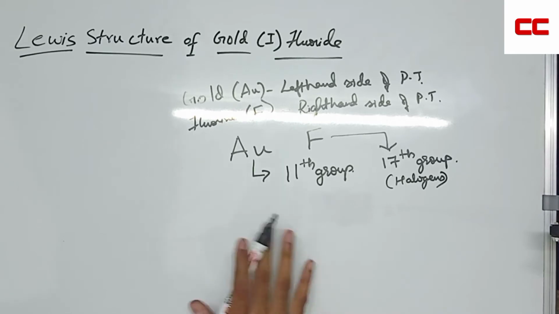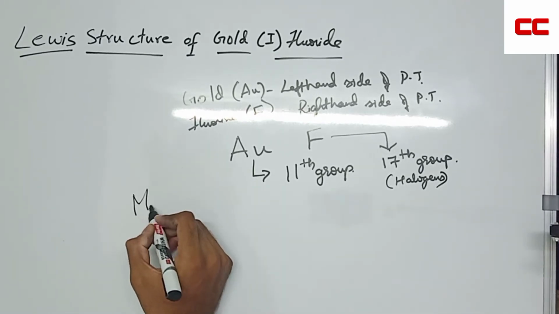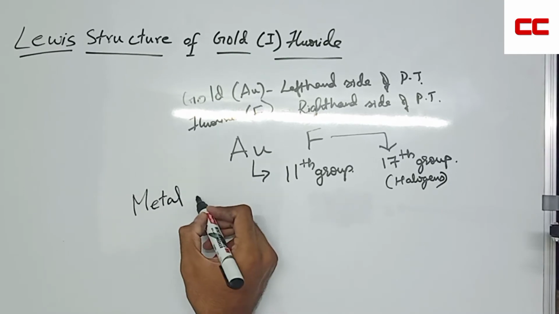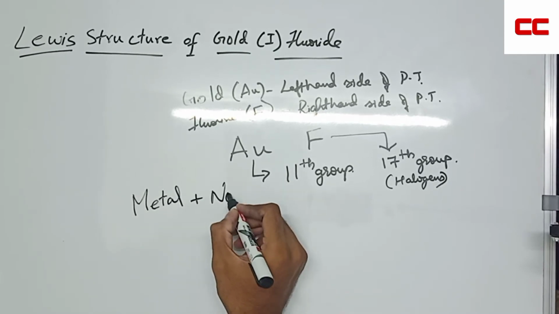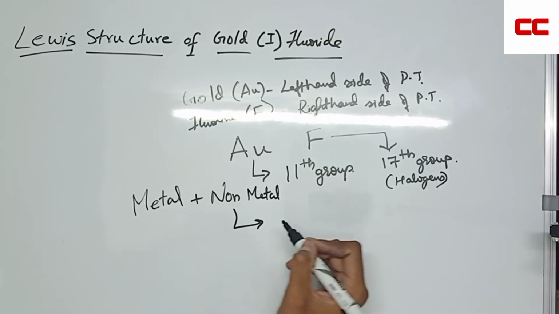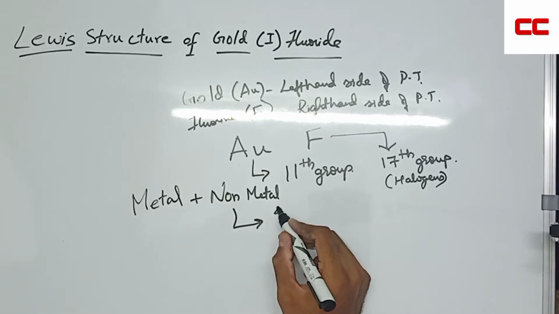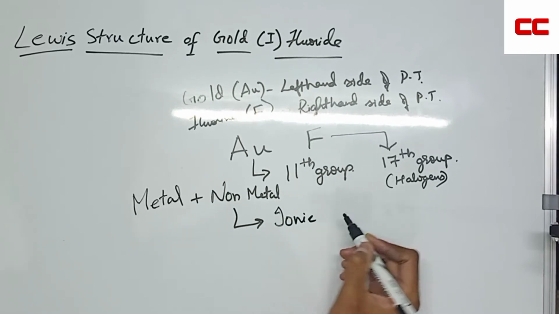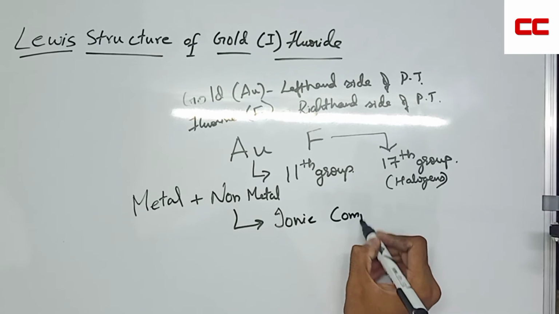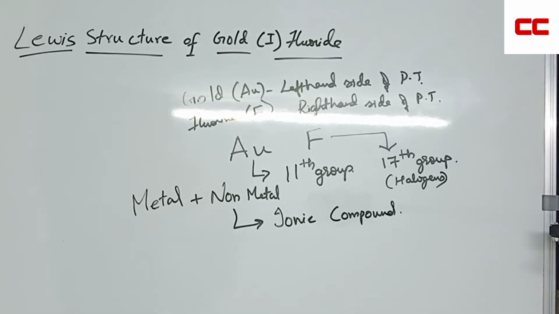And now when a metal and a non-metal combine, what do we get? Think of this. When a metal and a non-metal combine, what do we get? If you already know the answer, then good for you. Yes, you get an ionic compound. So when do you get an ionic compound? You get an ionic compound when you add a metal and a non-metal.